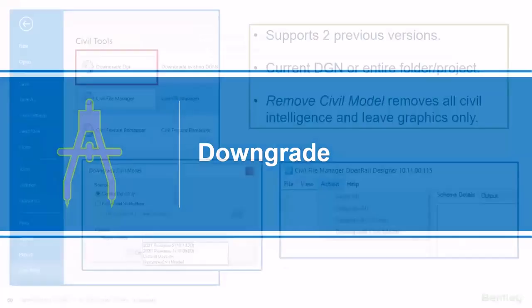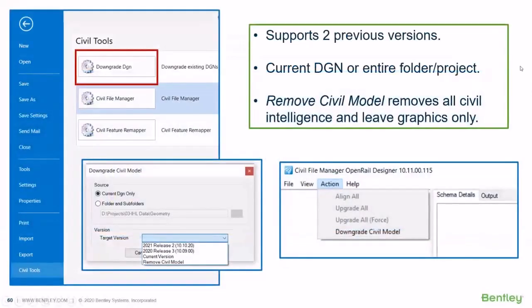Okay. So you can do the whole project at one time, or you can do it on a file by file basis. A couple other things, and again, this really has not so much to do with migrating data, but it does have to do with sharing data, and I want to make sure that you guys are aware of this. In OpenRoads, if you go to the backstage under Civil Tools, you have a tool called Downgrade DGN. And what this allows you to do, in the same way that OpenRoads and Civil File Manager can upgrade data, it can also downgrade data.